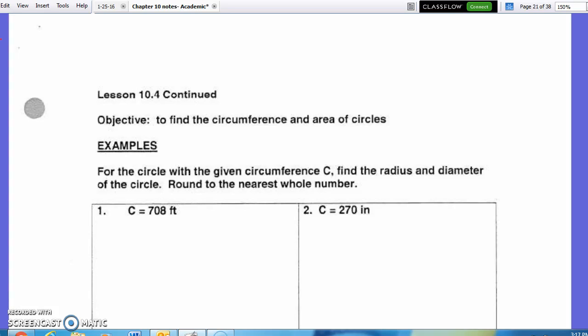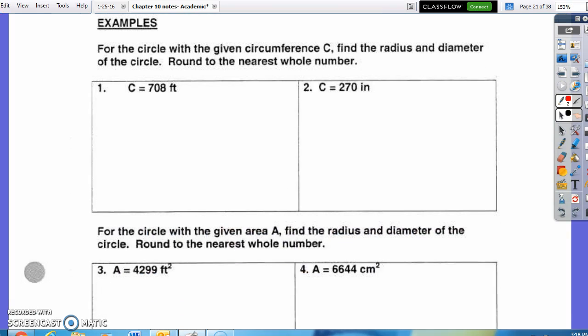Team, so we're going to finish up looking at lesson 10.4 today, which deals with circumference of circles. Now, our examples here say, for the circle with the given circumference, find the radius and diameter of the circle. And it wants us to round to the nearest whole number. So for number 1, we know our circumference is 708 feet.